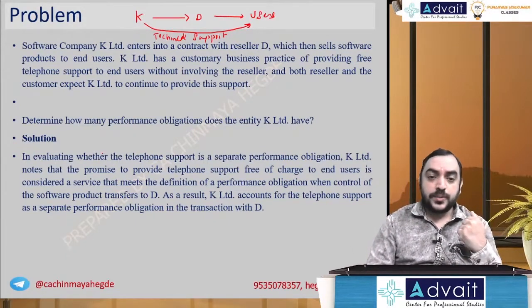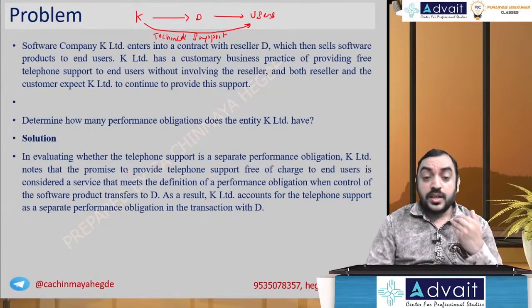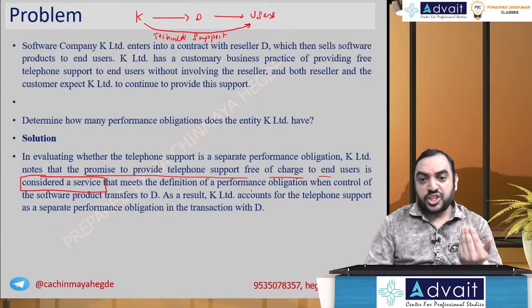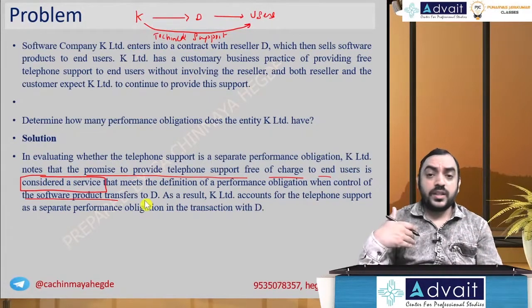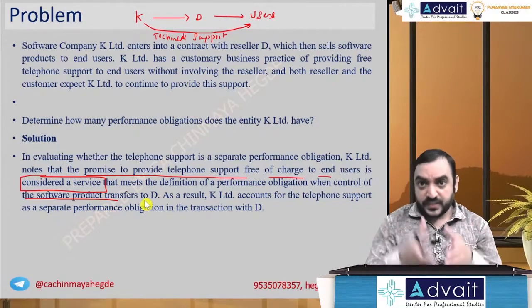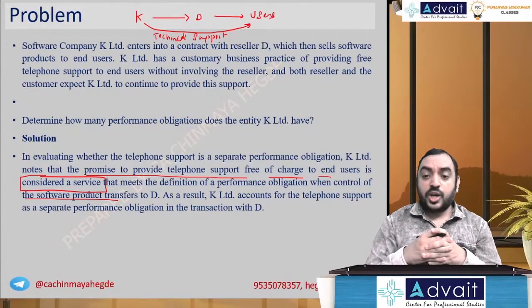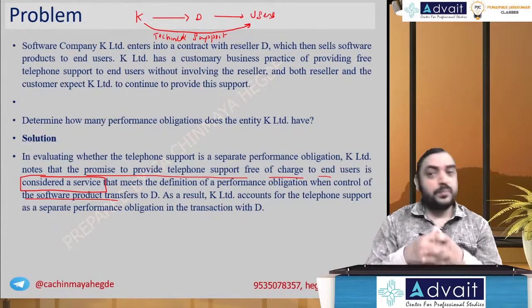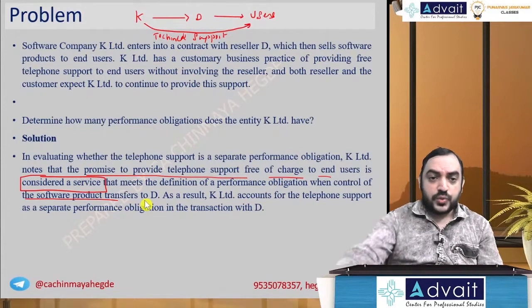Let's see what the Institute says. In evaluating whether telephone support is a performance obligation, K Limited notes that the promise to provide the telephone support free of charge to end users is considered a service that meets the definition of a performance obligation when the control of the software product transfers to D Limited. So when the software is sold, at that point in time itself, the expectation is created that the technical support will be given by K Limited. As a result, K Limited accounts for telephone support as a separate performance obligation in the transaction with D. Okay, so let's go next.